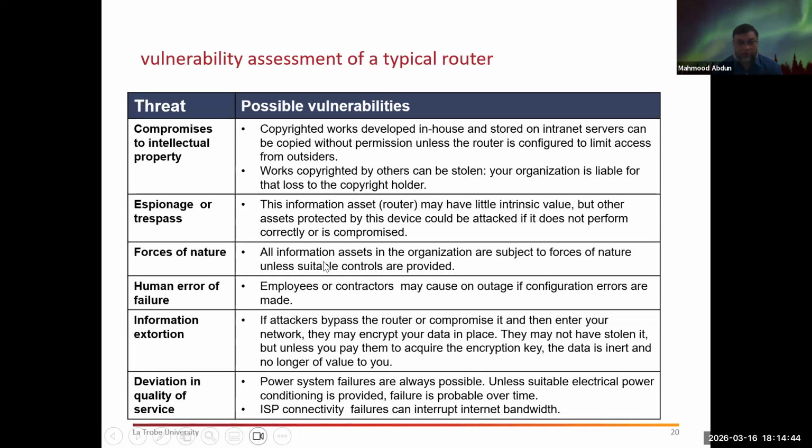You have forces of nature. All information is subject to force of nature unless suitable controls are provided. Human error, someone can actually turn this router off, causing availability issues, and so on. So I'm not saying this is the perfect example, but it was one of those old examples for routers. Routers used to play, as they still do, an important role in network configuration.